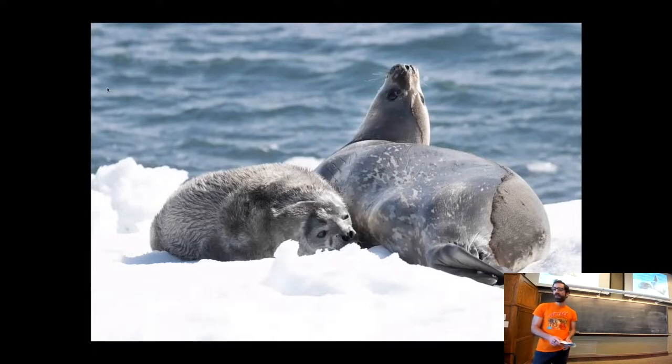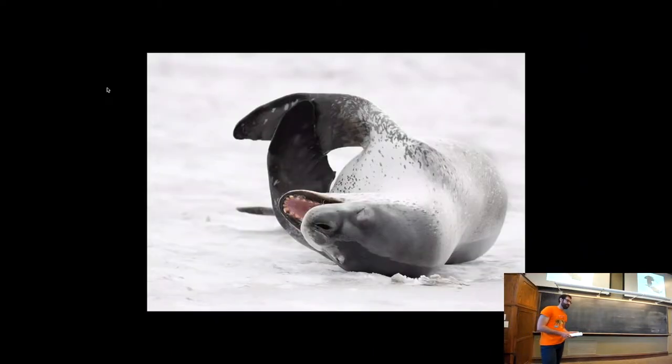Also have another kind of seal, a Weddell seal with a pup and a nursing mother. And finally we have, don't let the picture fool you, this is the most capable and dangerous predator of all the seals, a leopard seal. Very effective hunters, but this one's just chilling in the snow.